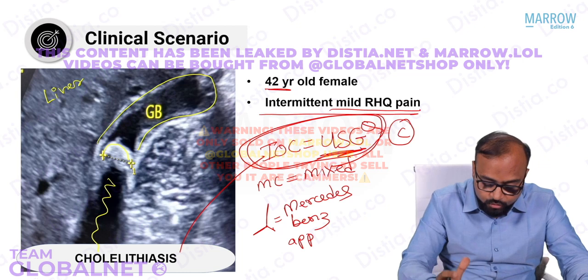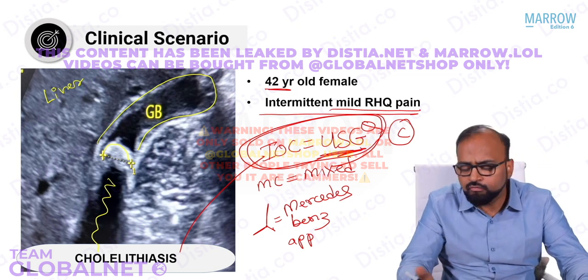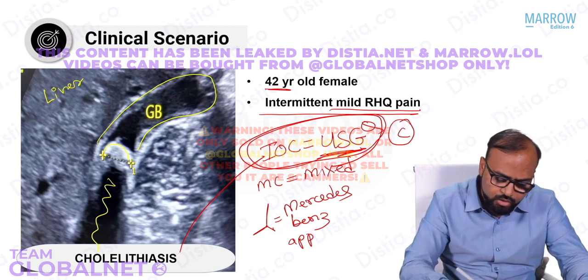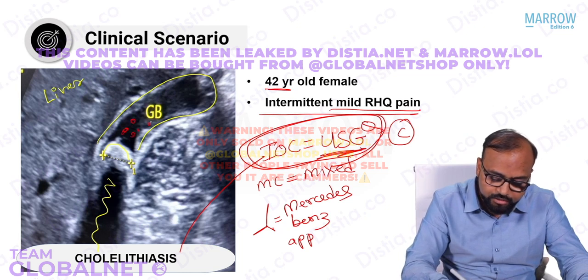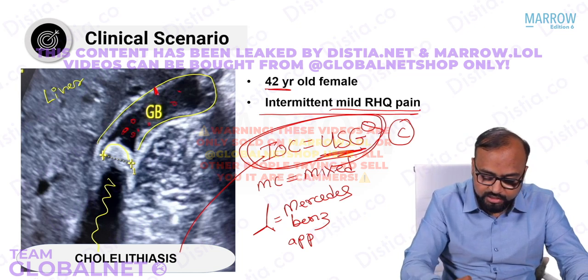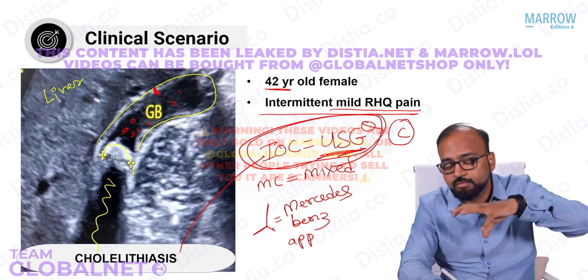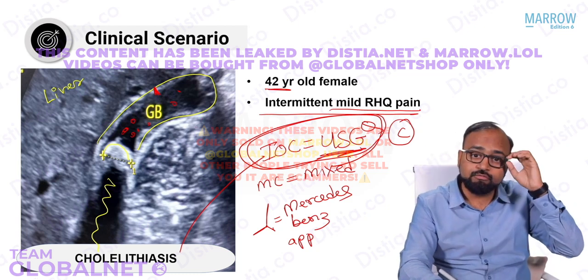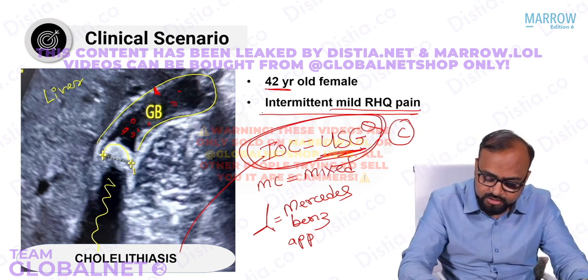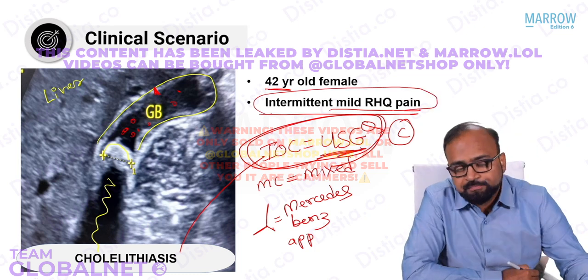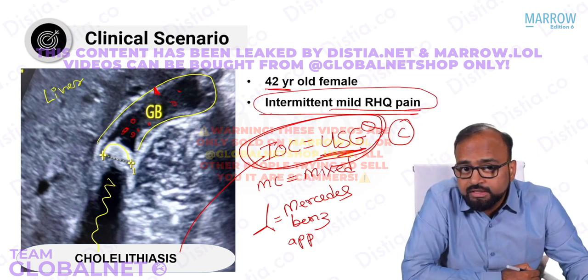Now there is no sign of cholecystitis here. What will happen if there is cholecystitis? All this bile will get turbid. There will be echoes. GB wall will get thickened. On CT scan, around the GB there will be fat stranding, and patient will have very severe pain. In this patient there is only intermittent mild pain, but patient may have very severe pain in such cases.